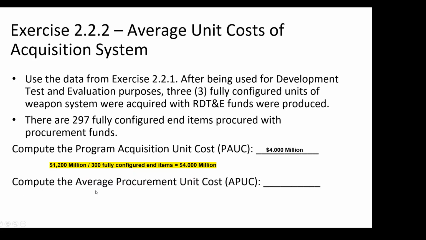And then to compute the average procurement unit cost, remember, procurement cost is adding up all my procurement, anything related to procurement only. From the previous exercise, the procurement cost was 700 million. I only have 297 fully configured items that were purchased with procurement funds. So 297 divided into that 700 million will give us 2.357 as our average procurement unit cost. All right.